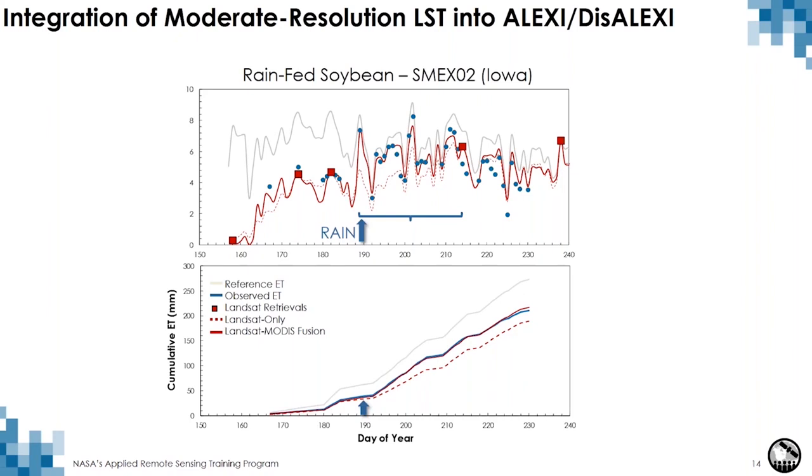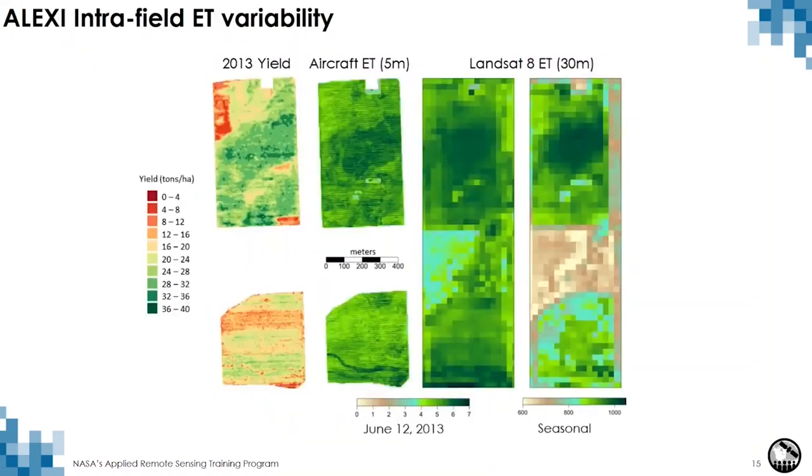And the real take home message on the bottom plot is, with the solid red and the solid blue line, our data fusion method matched observations much closer than if we had just only used Landsat. So it really shows the power of this integration of moderate resolution LST, or land surface temperature, into the modeling system to get at some of these changes in evapotranspiration in between Landsat overpass days.